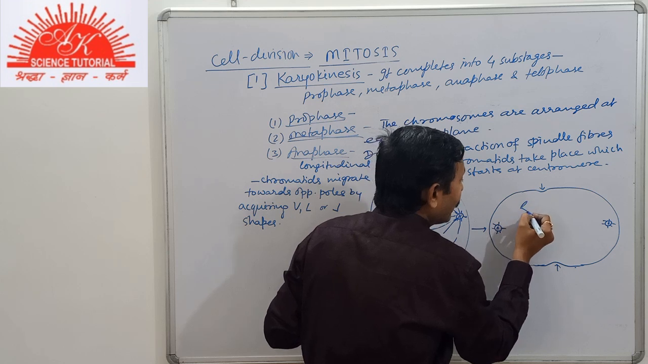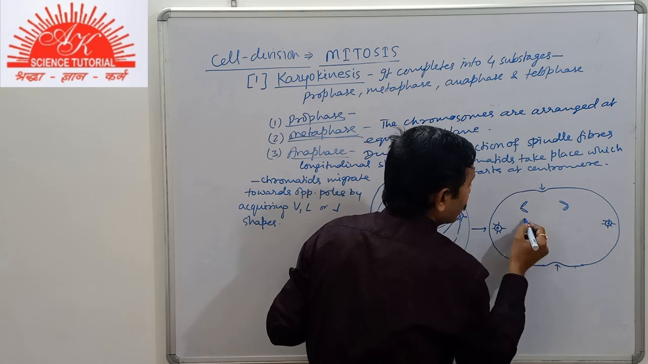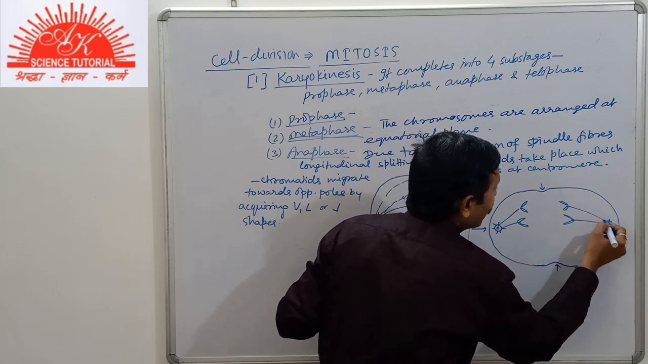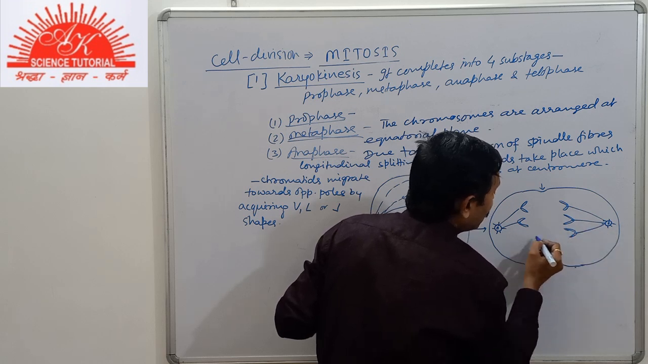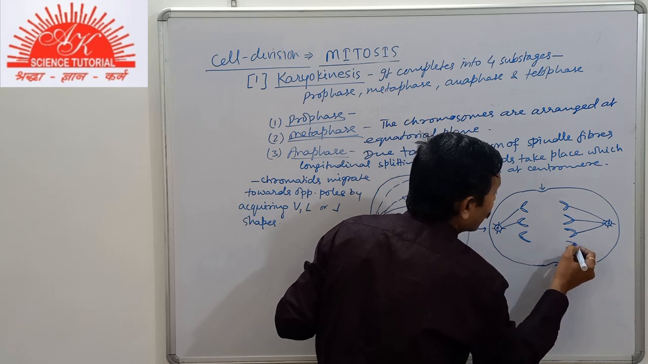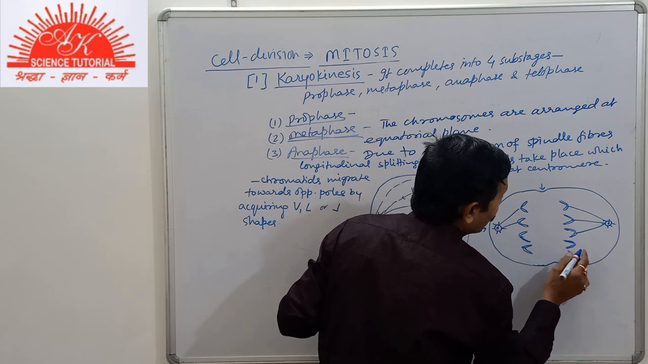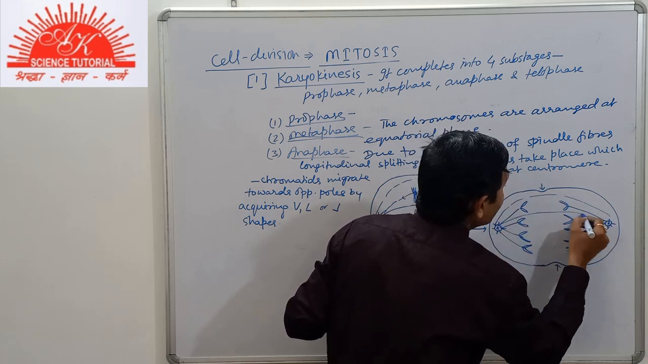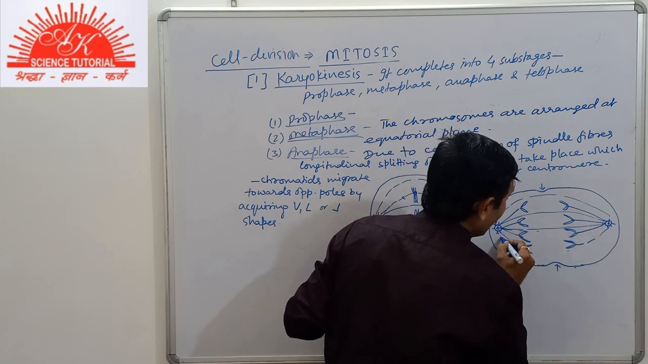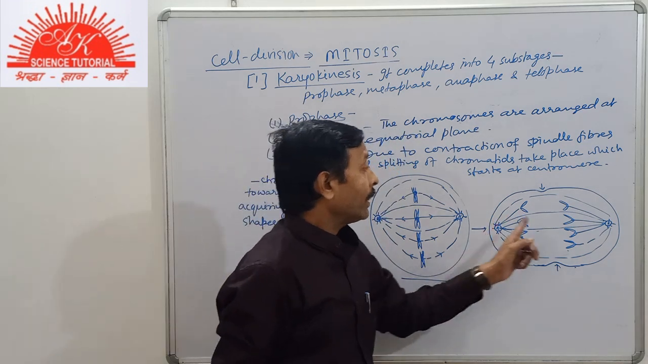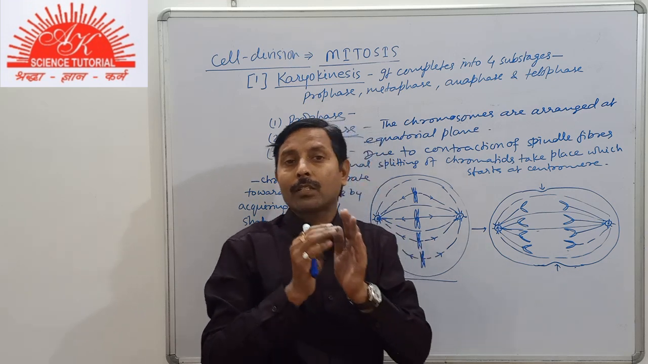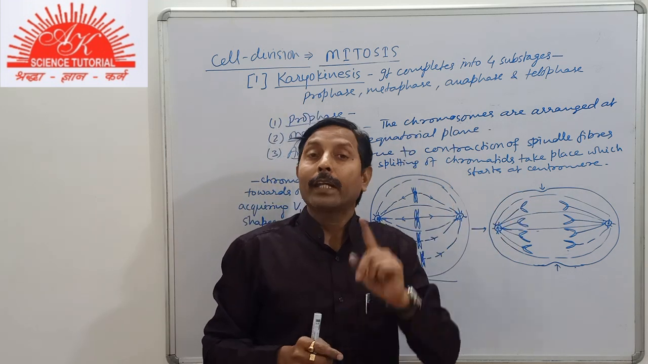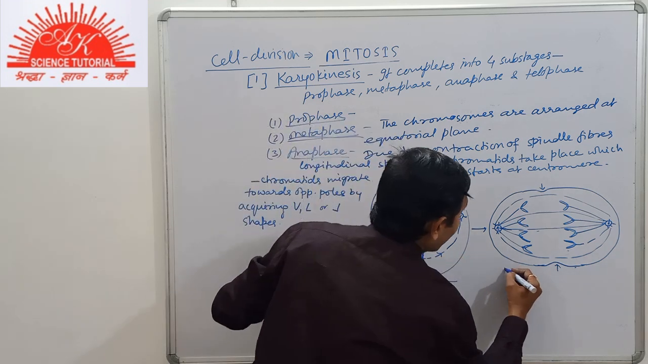And chromatids migrate towards the opposite poles. The V, L or J shapes are acquired depending upon the position of the centromeres. Now we have taken 2n equals 4, so 4 chromatids will migrate towards each pole. At the end of cell division, each cell will have 4 units, although they are not complete chromosomes. The number remains the same, and their duplication will take place in the interphase. So this is the anaphase.